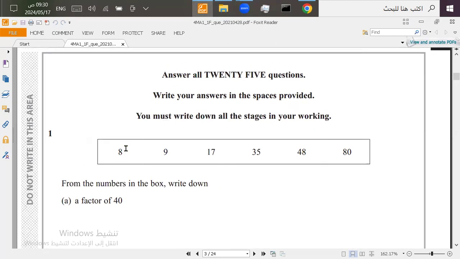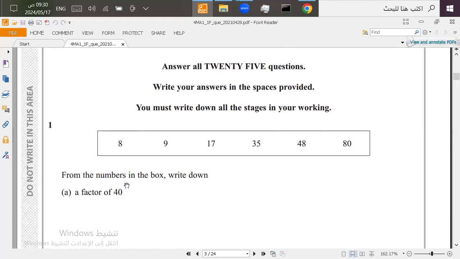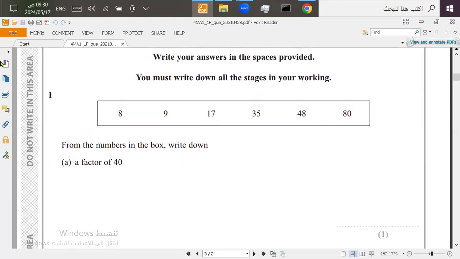Question one. We have 8, 9, 17, 35, 48, and 80. From the numbers in the box, write down a factor of 40. First, you need a factor of 40. Let's understand what's the meaning of factors. Factors means the numbers that when you multiply by each other, you get 40.